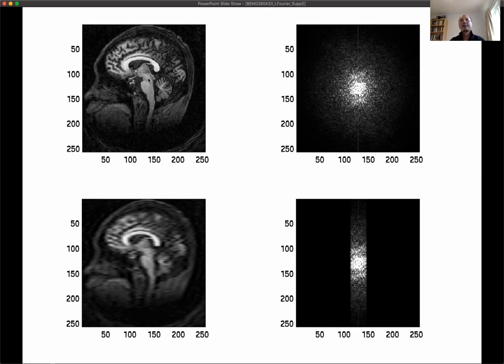So let's look at this. This is my image and this is its Fourier transform, okay? And what I've done here is I've just zeroed out these parts of the Fourier transform. And so all I have left is this, okay? So remember, these parts corresponded to variations going in the left-right direction, and I've gotten rid of all of them. So let's see what the effect on the image is.